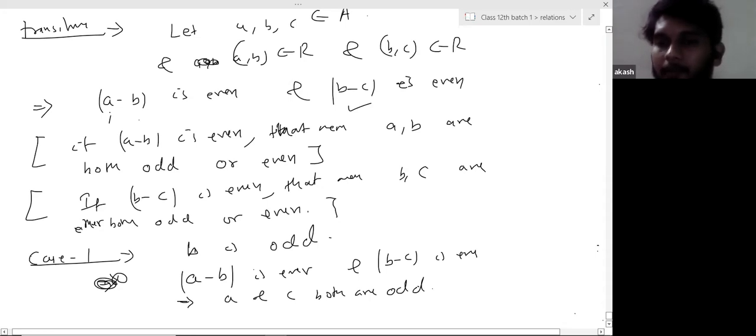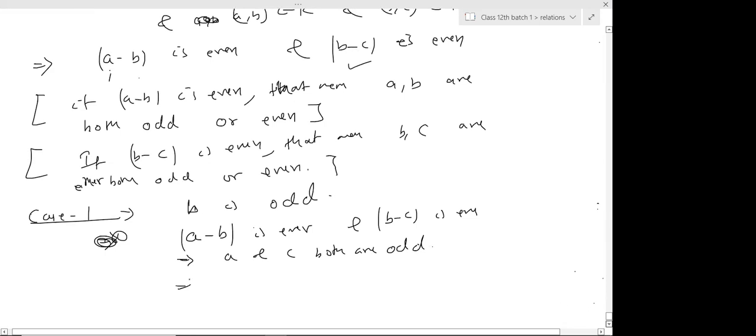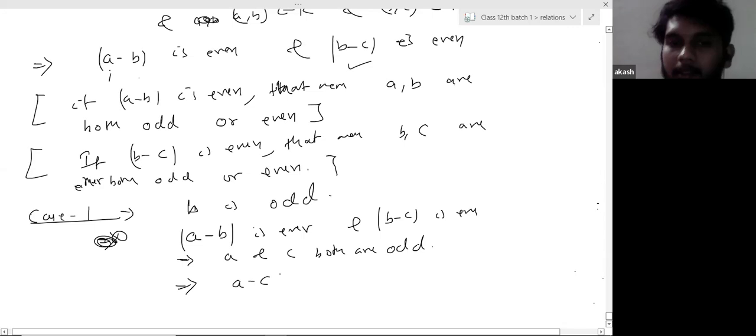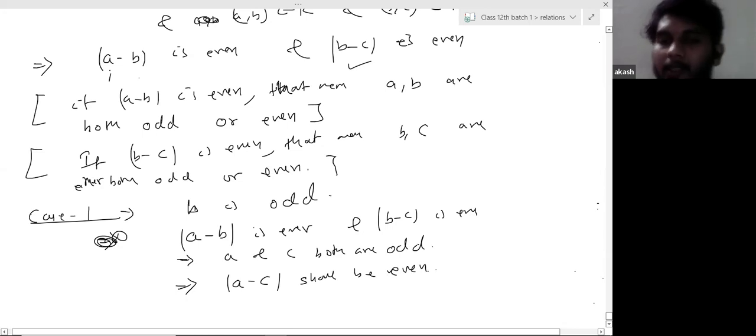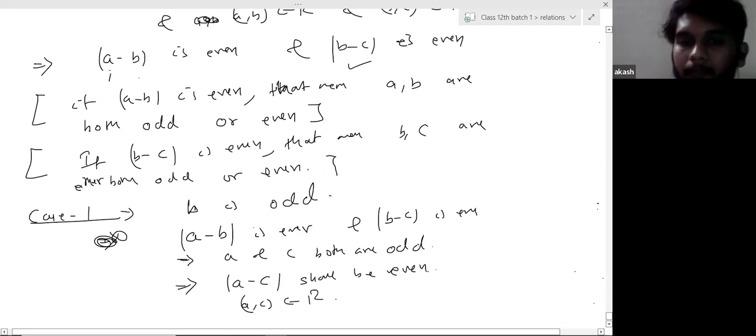This step is clear, everyone? Yes, sir. So this implies that a minus c should be even, right? Subtraction of two odd numbers is always even. This is clear? Yes, sir. So (a, c) belongs to R. But this is not complete now. We have to solve for case 2 also.